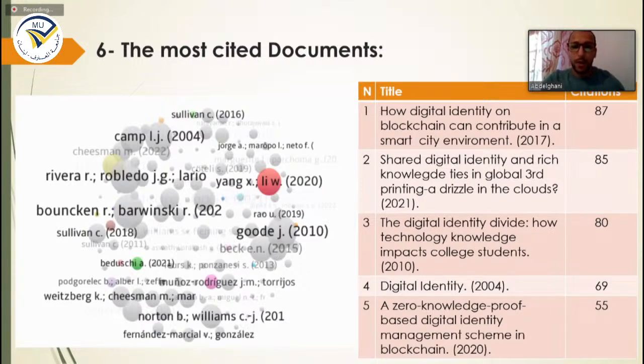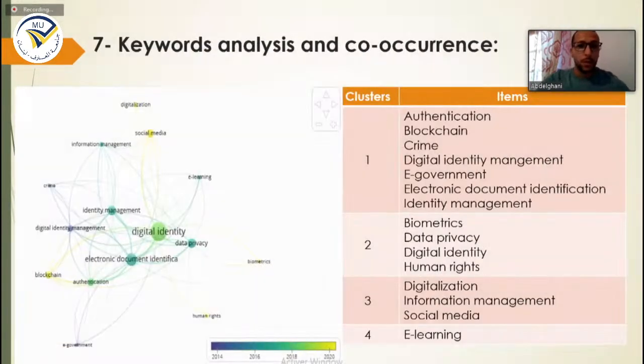So we have these 5 most cited documents. Previous analysis and co-occurrence.